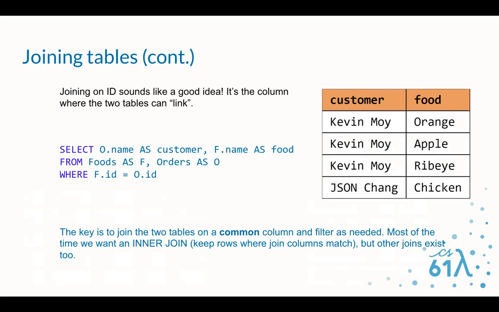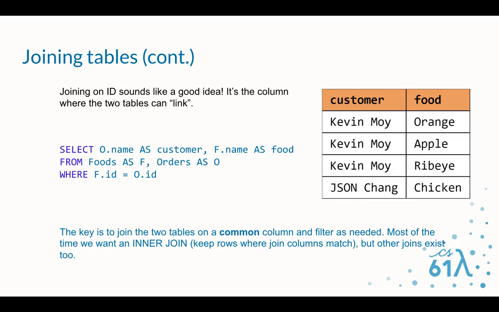In this case, we would do select O.name as customer and F.name as food, from foods as F and orders as O. What is very significant that you should take away is that when we're doing foods as F and orders as O, we're saying we're going to call the foods table F and the orders table O. When I'm joining tables, I always look at the from first, because that's what we're going to be calling our tables in the specific line that we're working with. So foods will be F and orders will be O. And we're selecting O.name as customer.